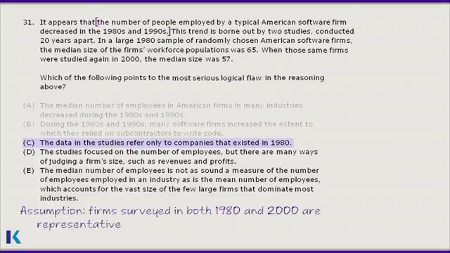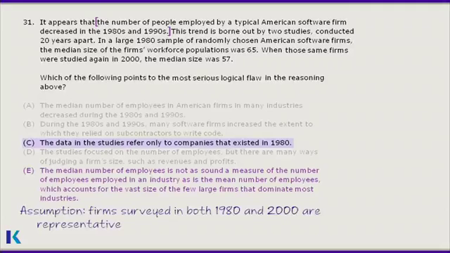The statement in answer choice D is irrelevant. The survey is concerned with the firm's size in terms of workforce population. All other measures of a firm's size are out of scope, just like D. Finally, E is not a flaw in this argument. This argument has to do with the number of employees in a typical firm, not the number employed in the industry as a whole. So E won't work, and C is the right answer.